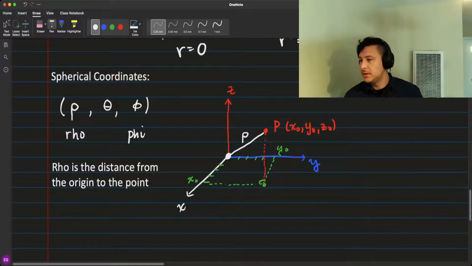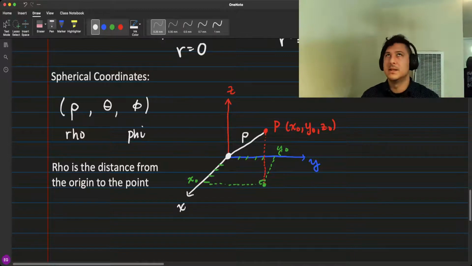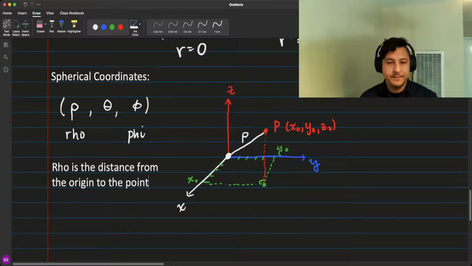Does that make sense to everyone? We have a different variable, so you don't see an R and wonder, wait, am I doing cylindrical or am I doing spherical? So we have a different variable for it.